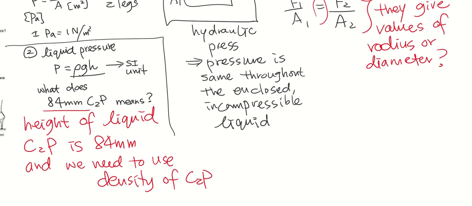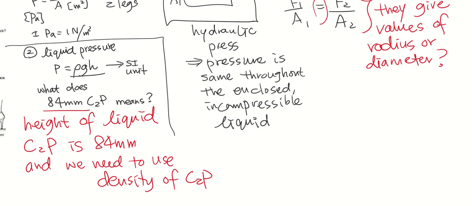You need to use the liquid's density if you want to calculate the pressure. In this case, if it's 84 mm C2P, it means that 84 mm is the height of the liquid. Now, if it's 84 mm, you need to convert it to meters if you want to calculate in terms of Pascal. And you also need to use the density of the liquid, this fictitious liquid called C2P. Okay? And what is actually missing in this 84 mm C2P? Guys, what is missing in this 84 mm C2P?